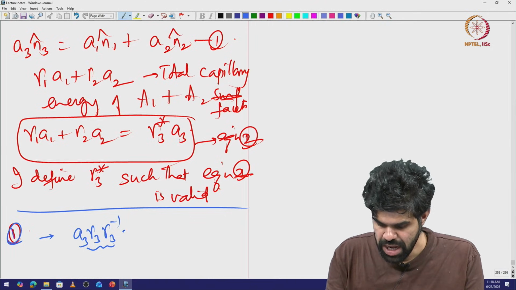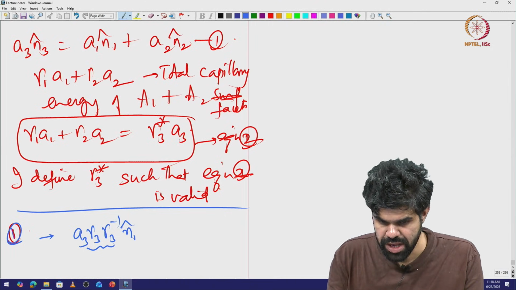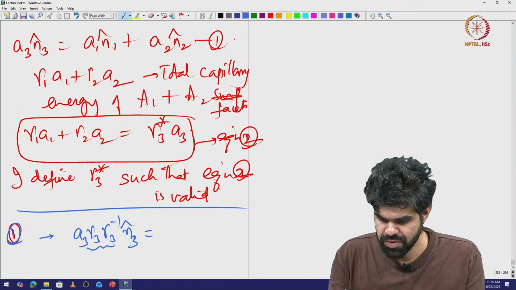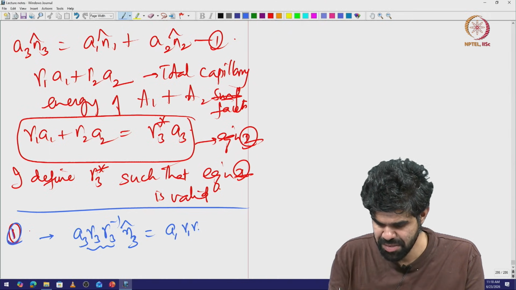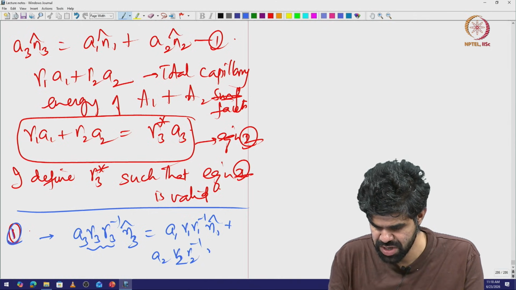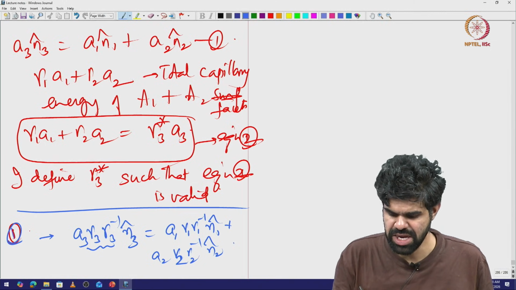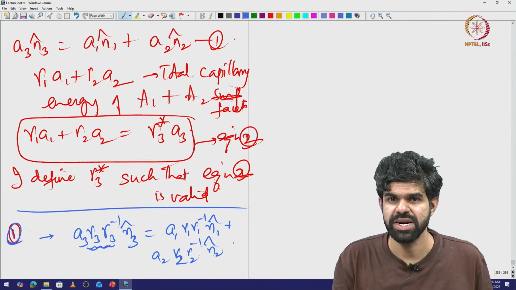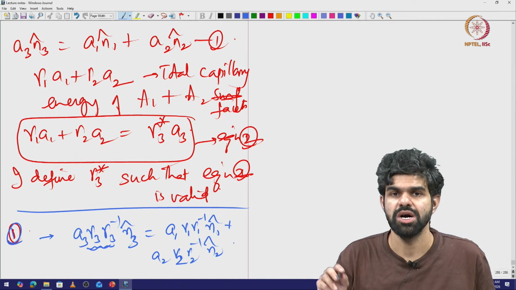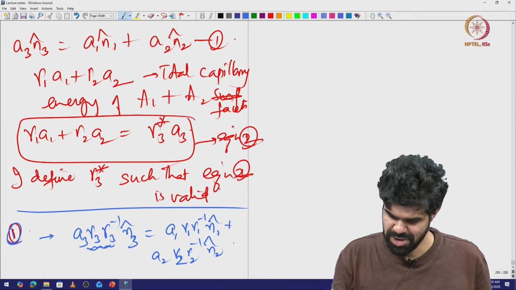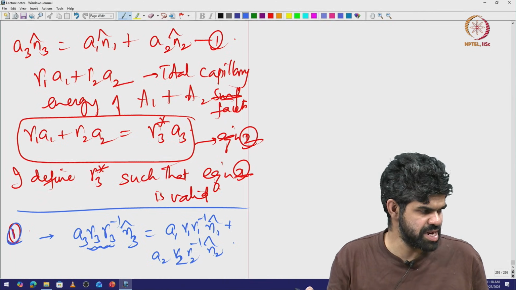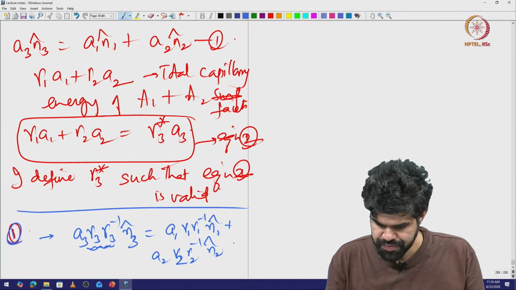Okay. N3 is equal to A1 gamma 1 inverse N1 plus A2 gamma 1 gamma 2 inverse N2. Okay. So, I did nothing, essentially I inserted 1 written as gamma 3 inverse, or gamma 2 inverse, or gamma 1 inverse. Okay. So, 1 is written like this.